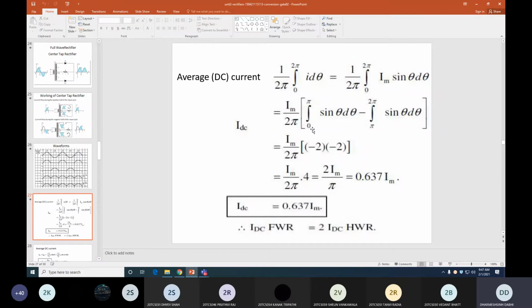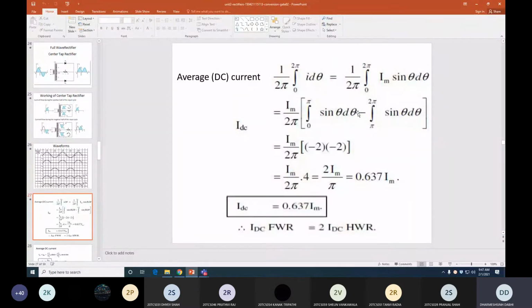First we see the integration from 0 to pi of sin theta, then pi to 2 pi of sin theta. After the simplification, you get 4 Im by 2 pi, or 2 Im by pi. So finally you get the answer for the average DC current, 0.637 Im.